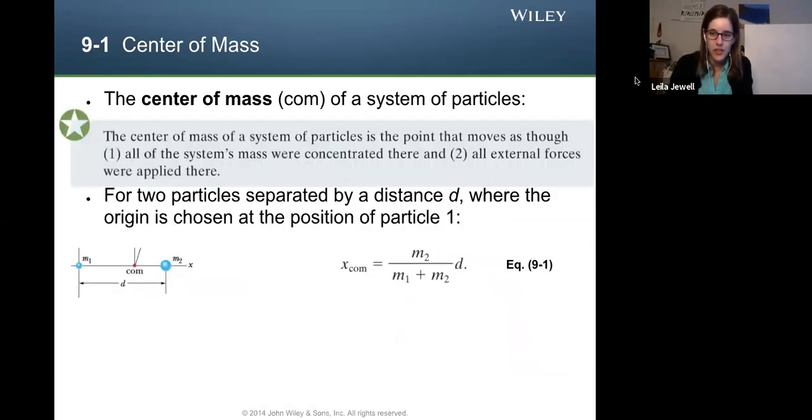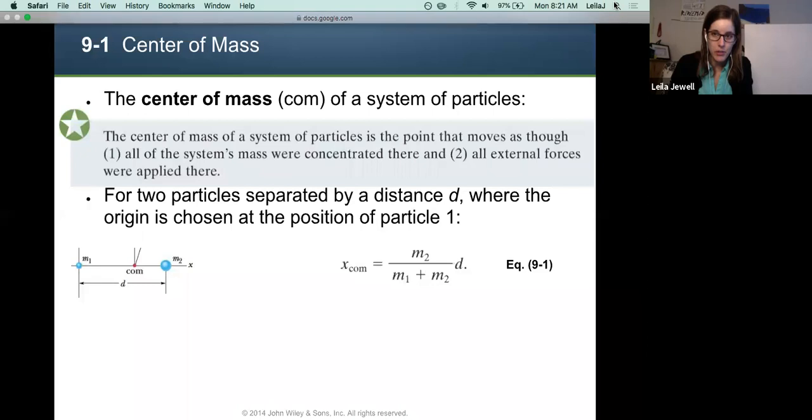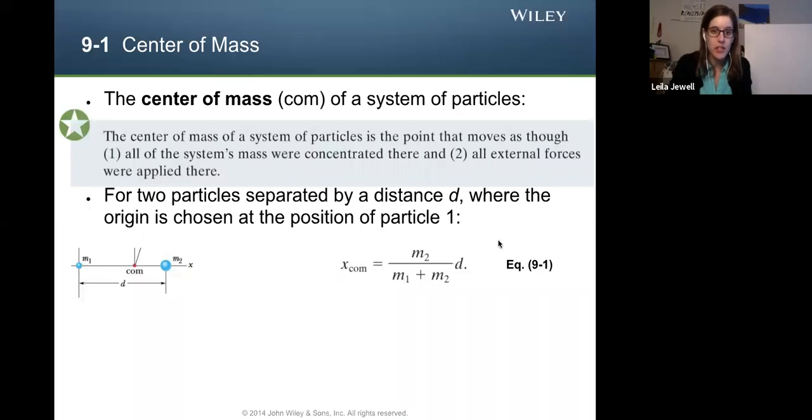So definition now, center of mass, which is often abbreviated as COM, of a system of particles, is the point that moves as though all the system's mass were concentrated at that point and all the external forces are applied there. That's something that's going to be especially important coming back in chapter 12 when we start talking about equilibrium. But these two ideas are key to center of mass.